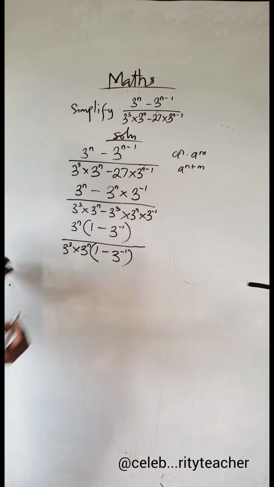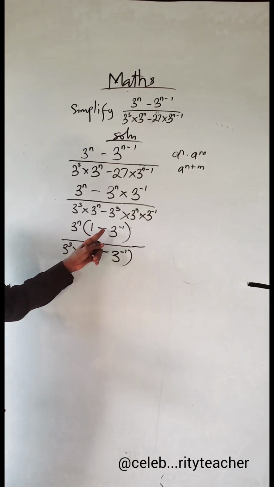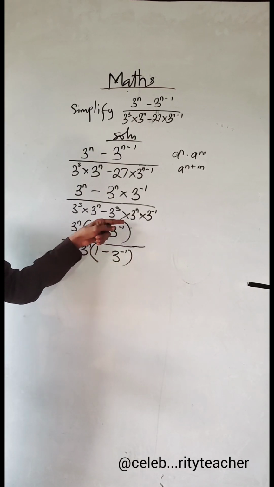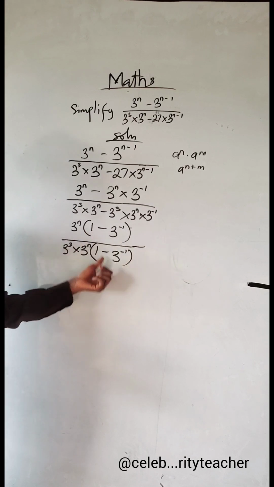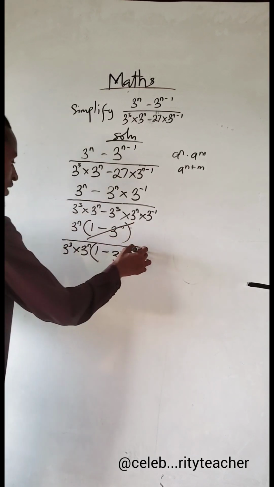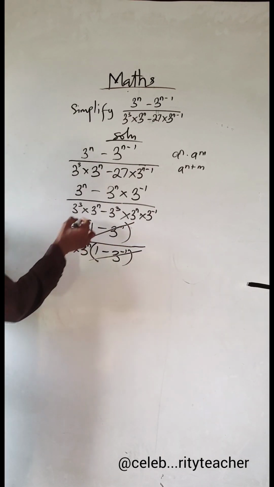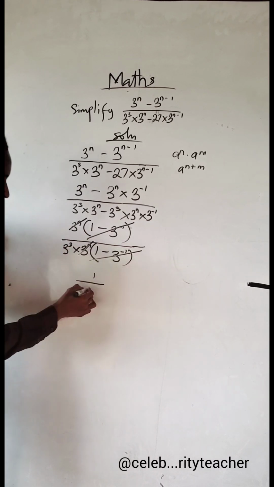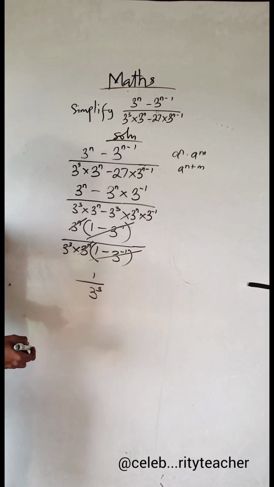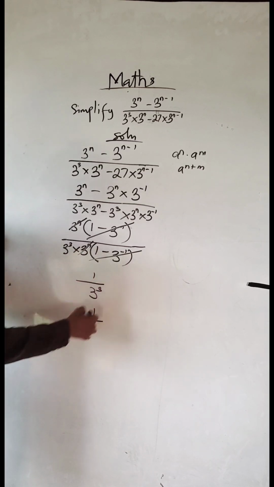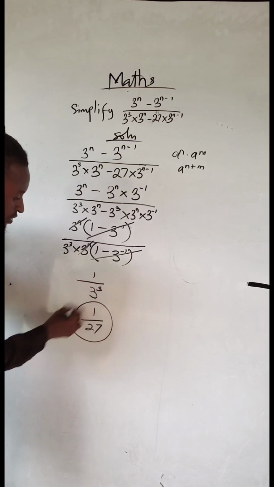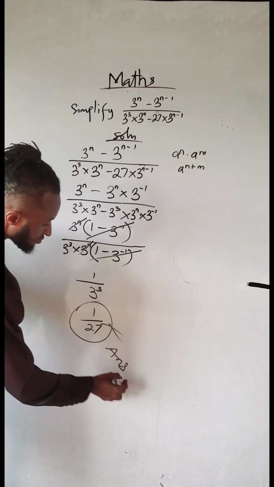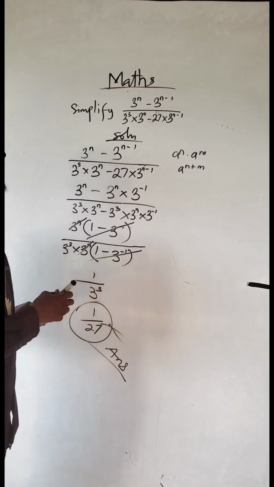So when you have something like this, you see that 1 minus 3 power minus 1 is the same on both sides, so they can cancel out. This can cancel this. You understand? Then this can also cancel this. You will now have 1 remaining over 3 raised to power 3. And then when you do the work very well, 3 raised to power 3 is 27, and that is the answer.